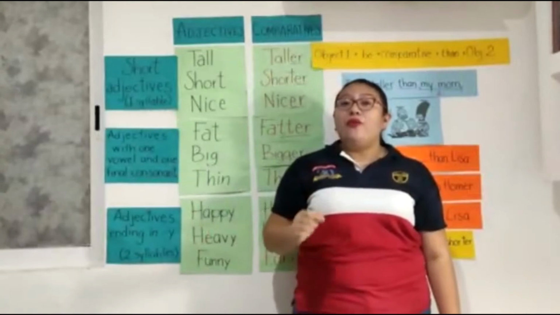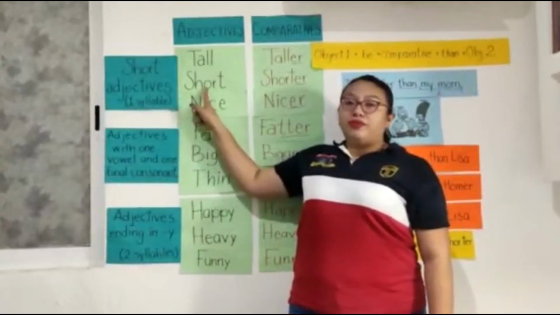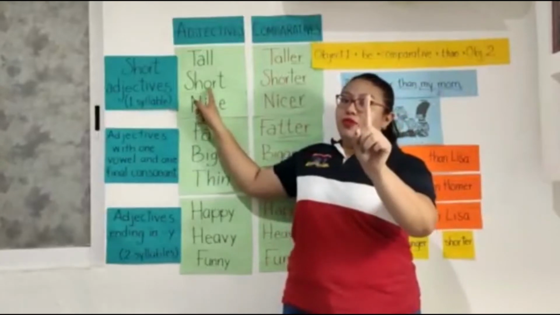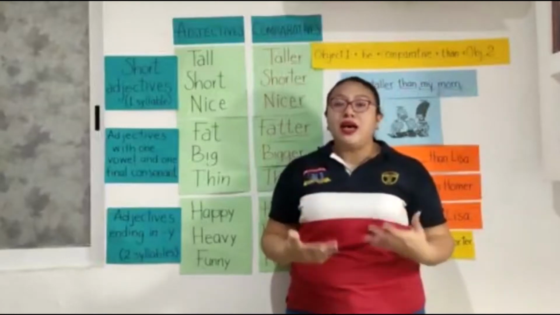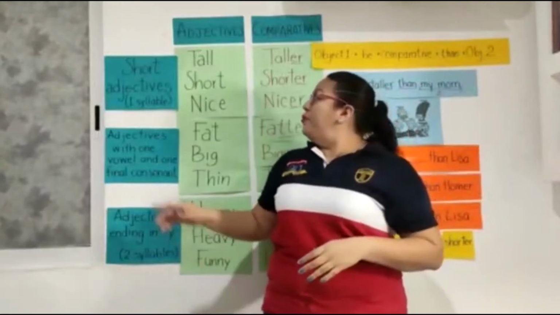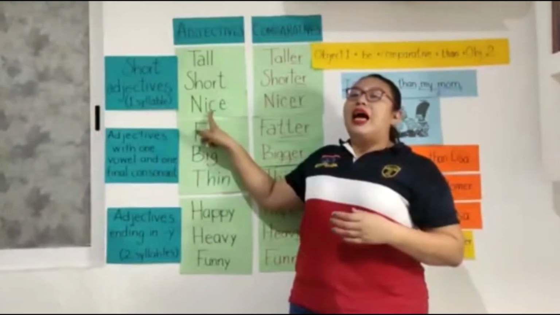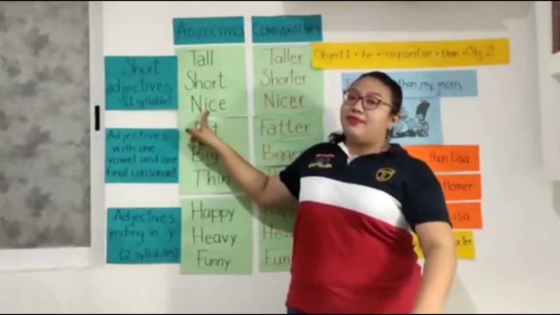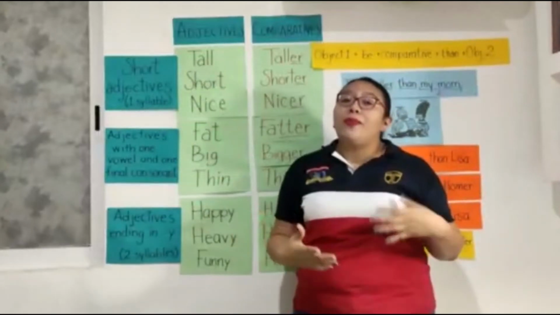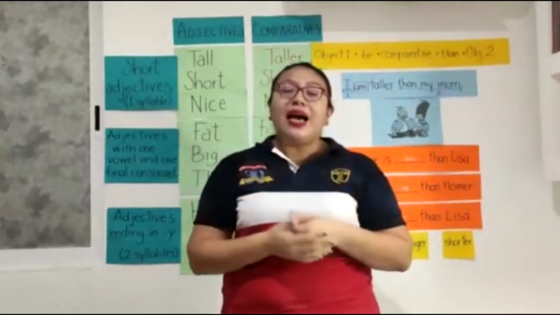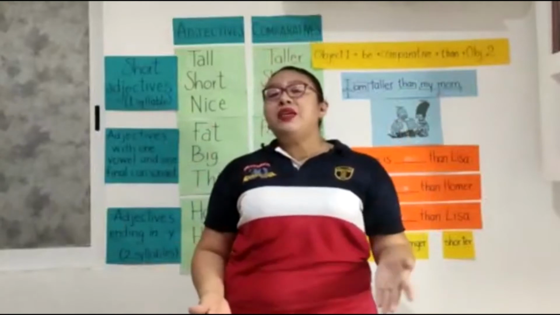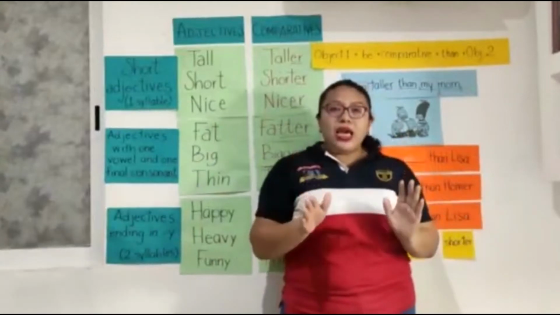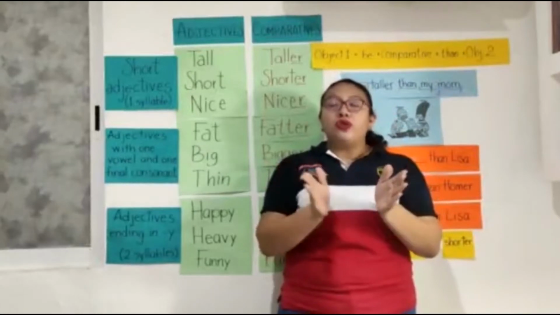Okay? Then we have short. How many sounds do you hear? Short. One. Short is a short adjective as well. Okay? Now, nice. How many syllables or how many sounds can you hear? Nice. One. Okay? So these are some examples of short adjectives. Exactly. In a different video, we are going to check the rules for the long adjectives. But not today. Today, we need to concentrate on the short adjectives.